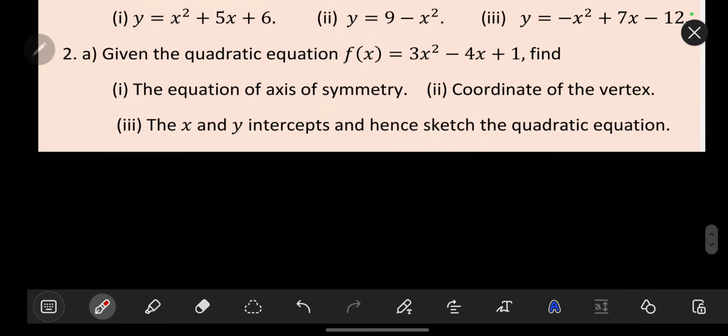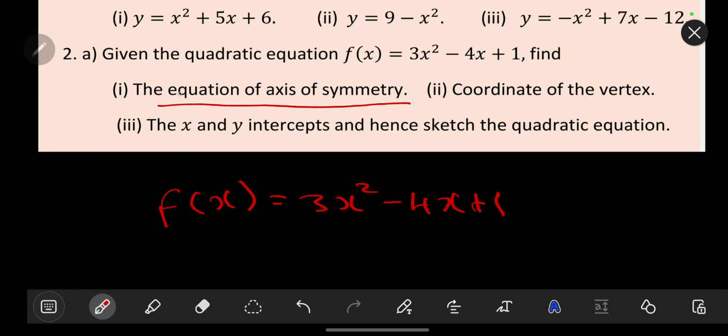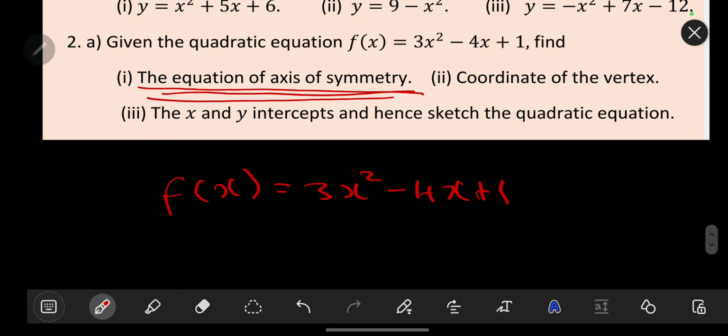So number 2, given the quadratic f of x equal to 3x squared minus 4x plus 1, we are going to be looking at the equation of symmetry. So the equation of symmetry is more like a line that shows the turning point of x. So for number 1, x is equal to negative b over 2a. That's how we find the equation of the axis of symmetry.